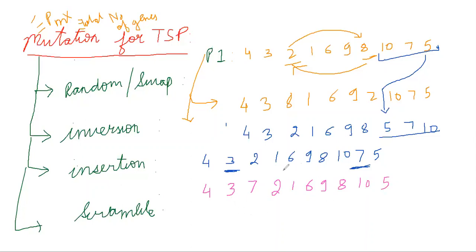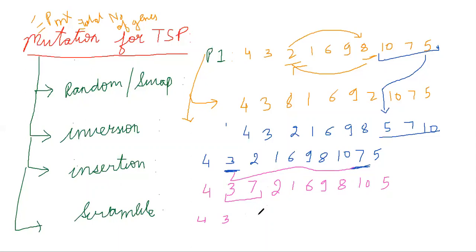Okay, so what I have done is I have inserted them together at a position which was identified by the first element only. So that is also pretty simple. Next we come to scramble. What happens in scramble?